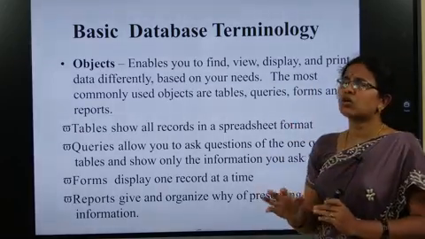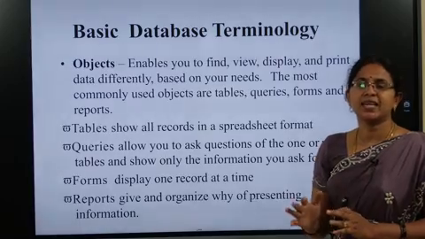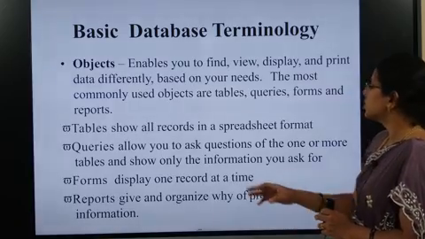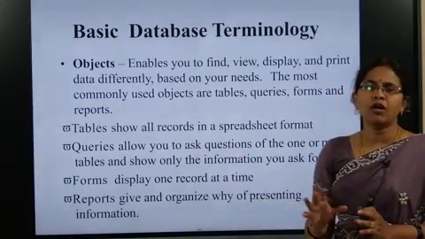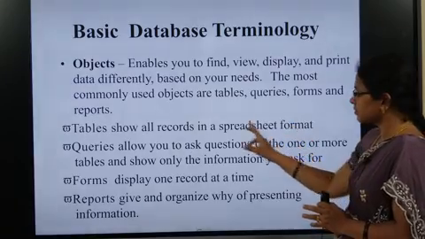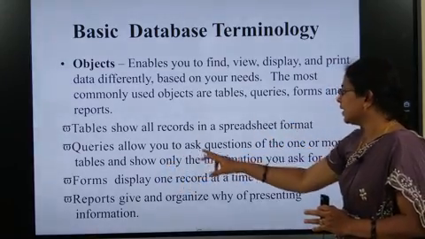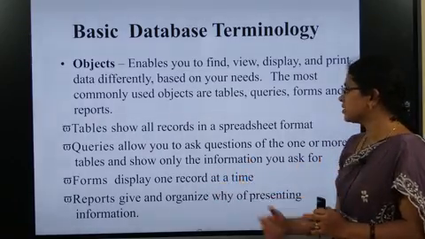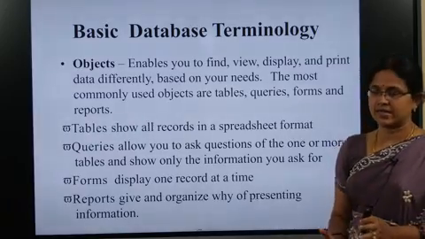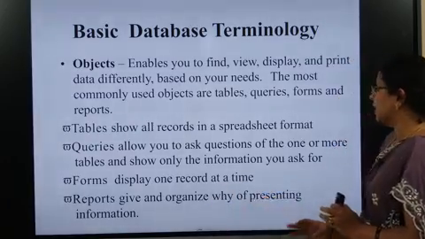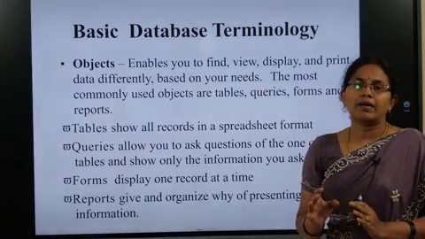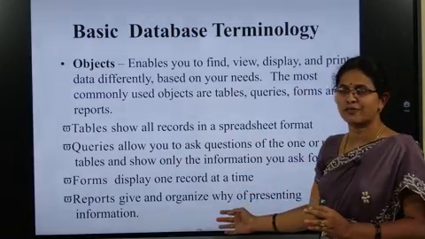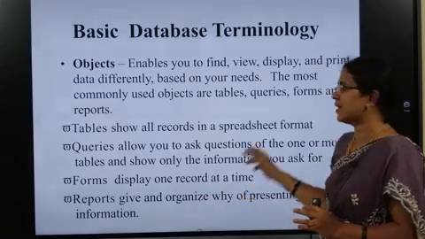The most commonly used objects in DBMS are tables, queries, forms and reports. Generally, a table shows all records in a spreadsheet format. Queries allow you to ask questions related to your doubts. Forms display only one record at a time. And reports organize the data in a well-presented manner. So these are the general four forms of object you can see in DBMS, that is, database management system.